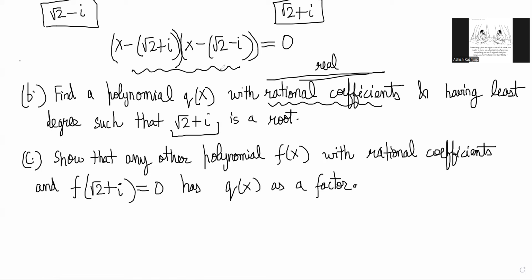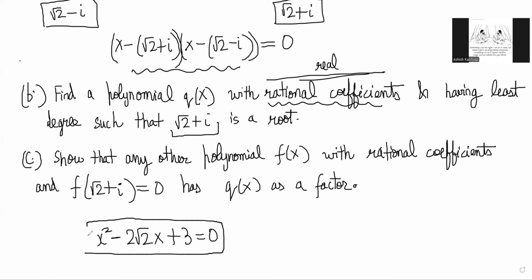Actually, this will give us the same thing as before, no? The previous one, right? It will give us x square minus 2 root 2 x plus 3 equals 0, right? Correct? So we have a quadratic which has root 2 plus I as a root, but the problem is that one of the coefficients is irrational. Right? We have to make a polynomial such that all the coefficients are rational. So basically this doesn't work. So we have to think of some other polynomial, to make the coefficients rational here.